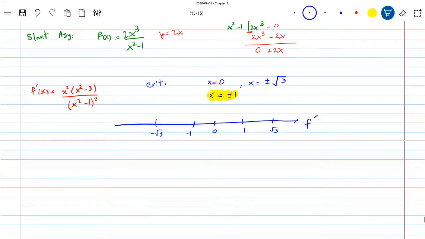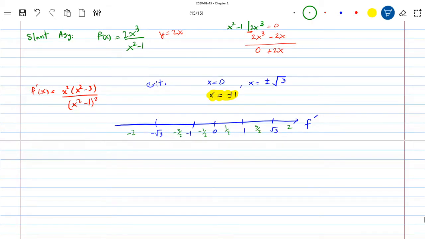Pick a test point in each interval. Try something like negative 2, negative 3/2, negative 1/2, 1/2, 3/2, and maybe here I'll pick 2. Replace these numbers into the first derivative and figure out what the sign is.